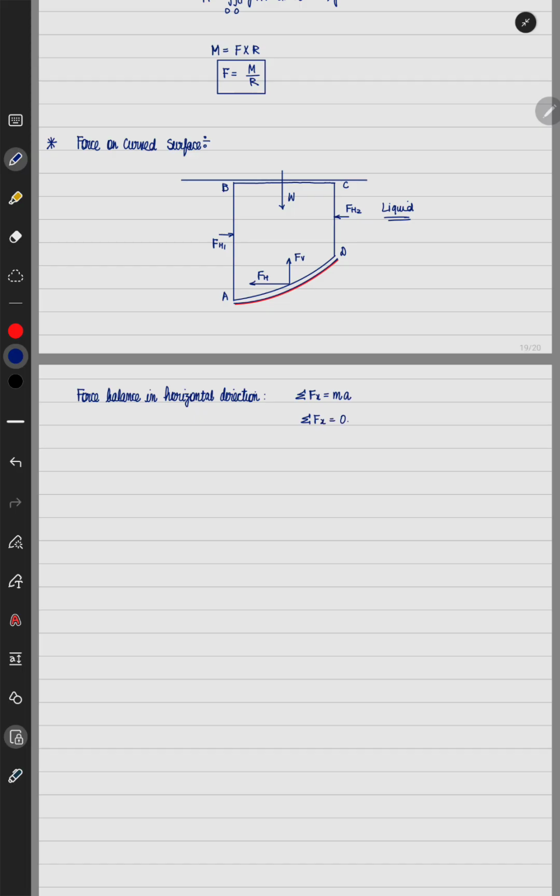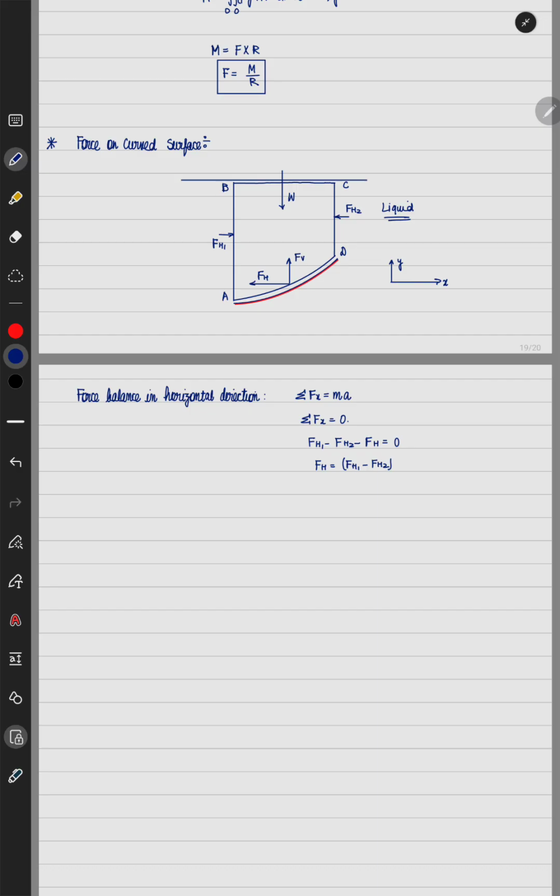What is the force acting in the horizontal direction? Taking the right-hand side to be positive, suppose this is our coordinate system, this is x, this is y. Fh1 has a positive sign, and minus Fh2, and minus Fh is equal to mass into acceleration, which is 0. So Fh comes out to be equal to Fh1 minus Fh2.